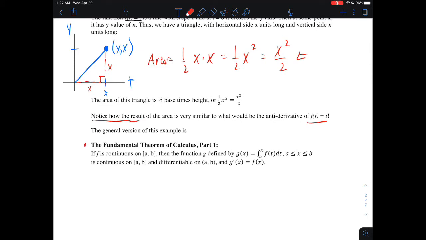And here we're going to start with part 1. In this whole section, we're going to get 2 parts. The fundamental theorem of calculus part 1 is something that we just saw in this example. So here's what that part says. If f is continuous on the interval a, b, then the function g, defined by g of x equal to the integral from a to x of f of t dt, where x is between a and b, is continuous on a, b and differentiable on a, b, and g prime of x, the derivative of g, is equal to f of x. And we're going to walk through a proof of this.